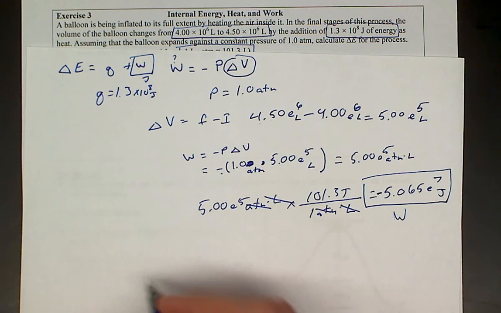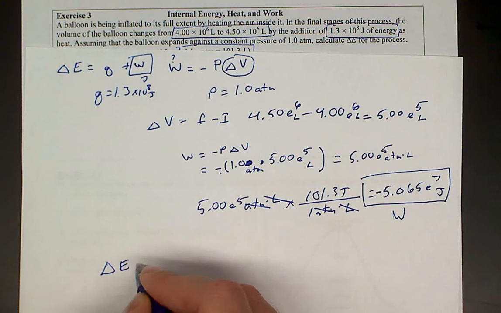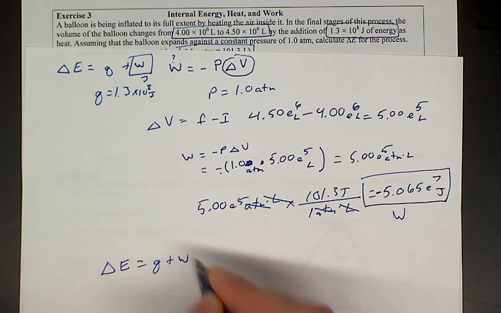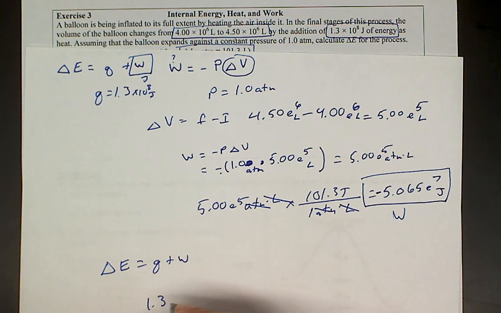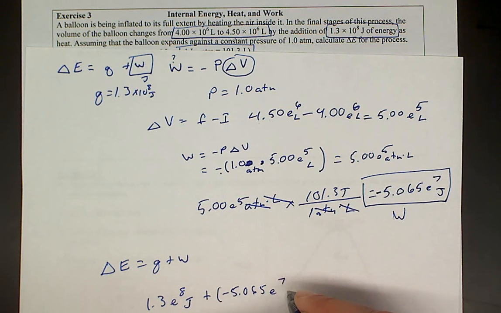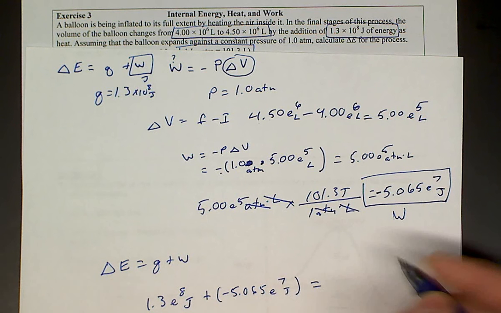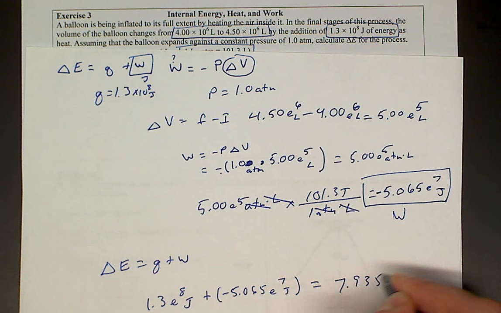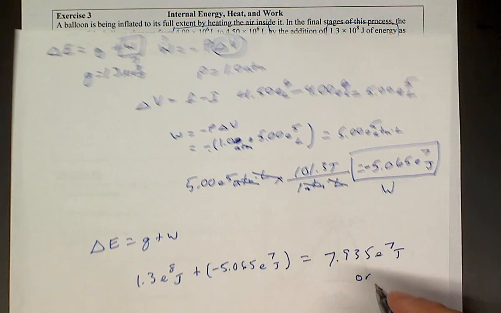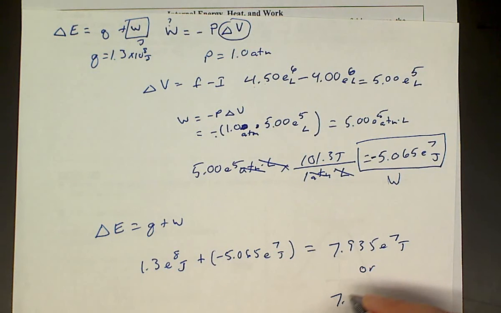All right, last thing to do here, because this is our W, is to combine our Q and our W, so delta E will equal Q plus W, Q being 1.3 E to the 8th joules, plus a negative 5.065 E to the 7th joules, and that gives us 7.935 E to the 7th joules, or if you feel more comfortable in kilojoules, divide that by 1,000. 7.9 E to the 7th kilojoules. This is probably the answer we prefer.